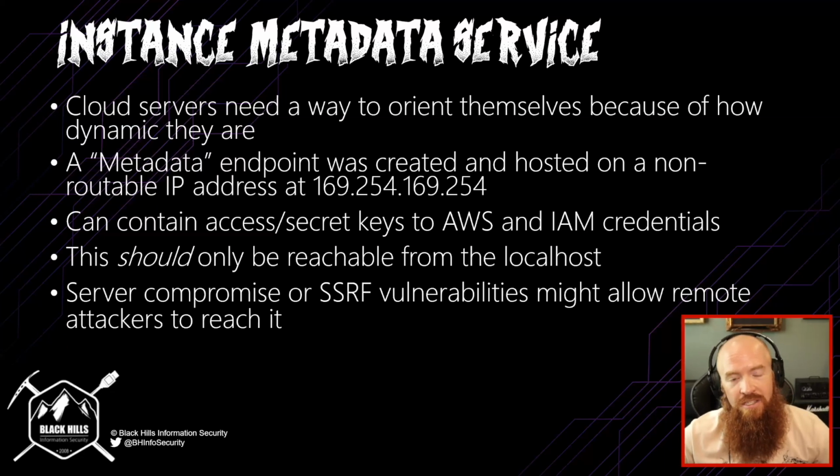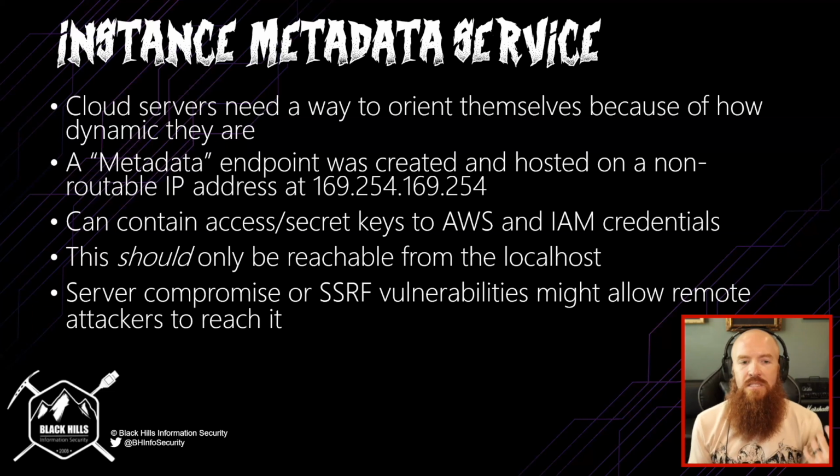Every single virtual machine instance, so EC2 instance, Azure instances, they have a non-routable web server that is running on a local IP of 169.254.169.254. And so this is something that, when I first learned it, I was like, wait, there's a web service running on every single VM, why?